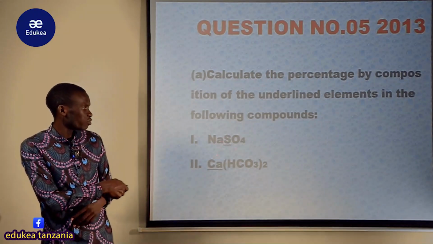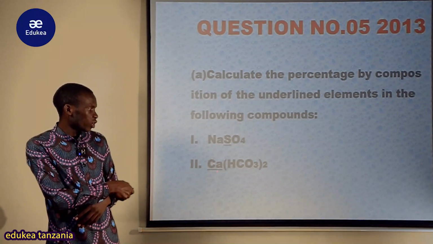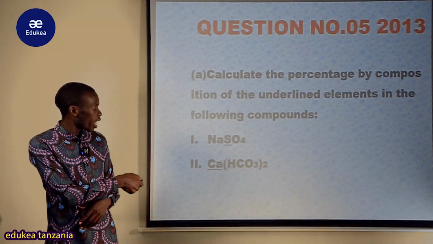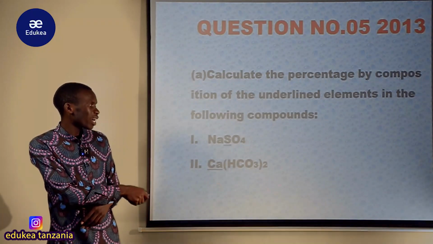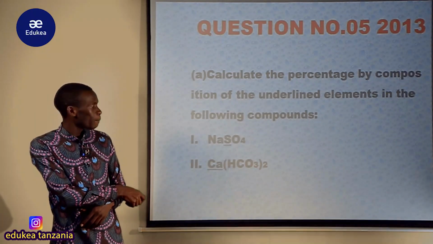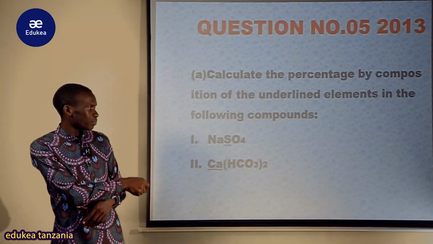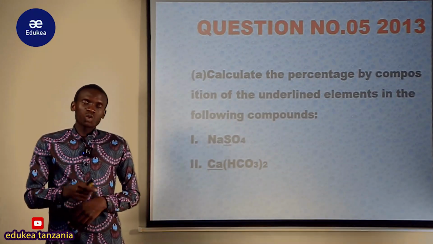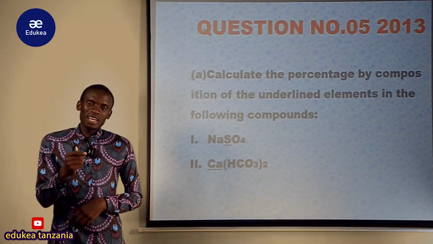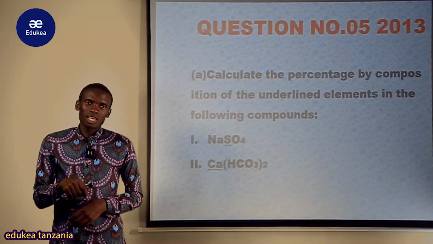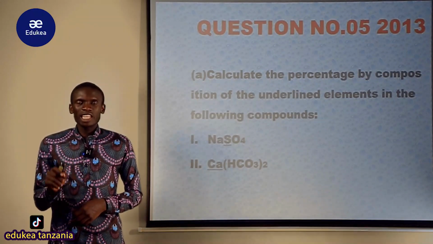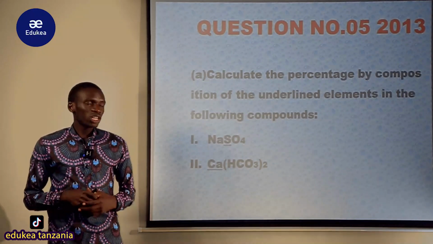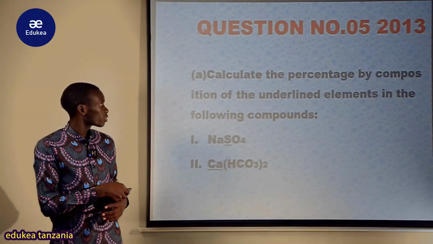Unabidi ujue atomic mass ya sulfur, ujue na atomic mass ya carbon ya calcium, lakini ujue total molecular mass. Namna gani utakayokuwa total molecular mass ya compound na total molecular mass ya hii hapa. Then utachukua ile element husika, utadivide by total molecular mass. Then divide times the 100%.